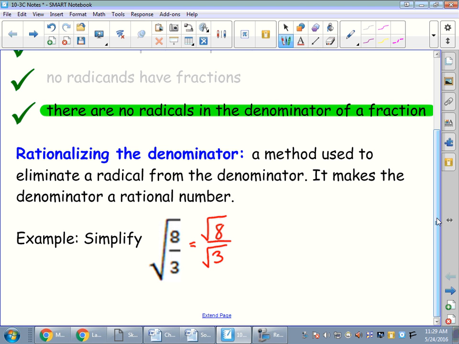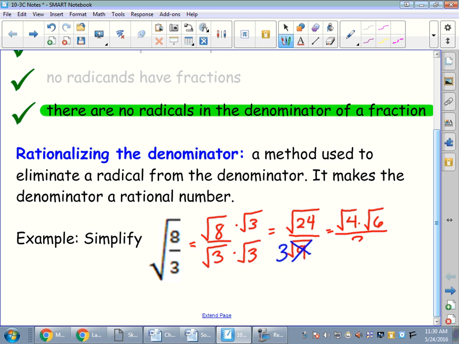And now we have a radical in the denominator. So I'm going to multiply both the top and bottom by the square root of 3 to make it a perfect square in the denominator. You end up with the square root of 24 over the square root of 9. We know that the square root of 9 becomes 3, and I can clean up 24. 24 becomes 4 times 6 over 3, and the square root of 4 becomes a 2. So what we end up with is 2 root 6 over 3.